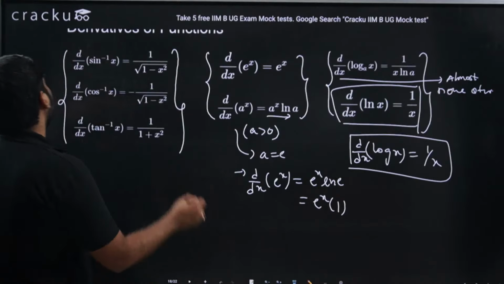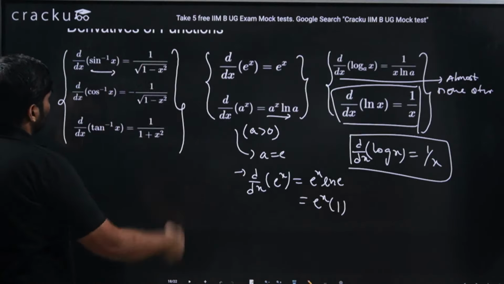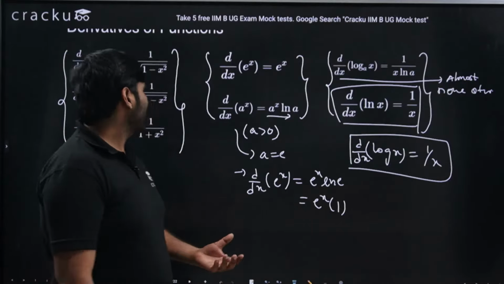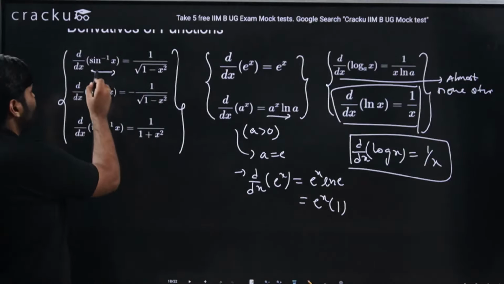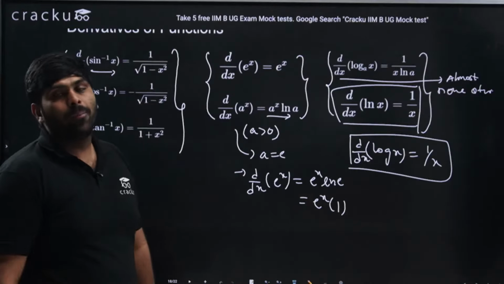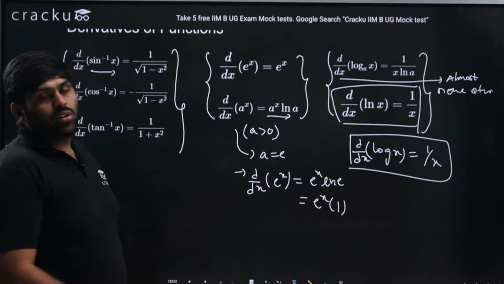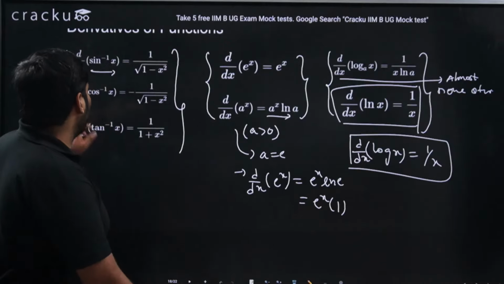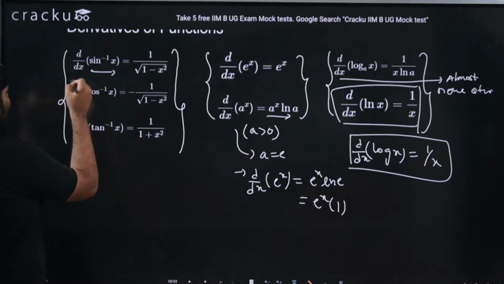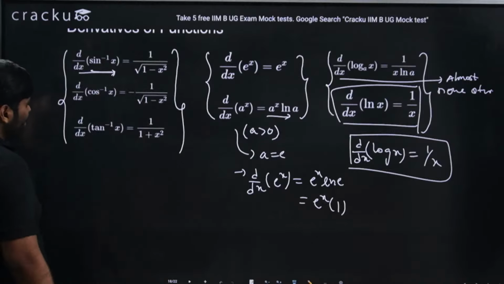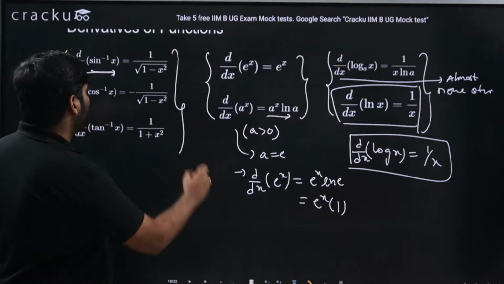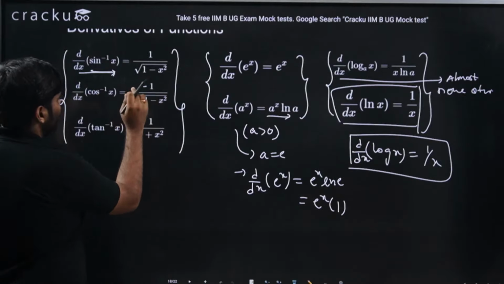I can prove why d by dx of sin inverse x is 1 by root over 1 minus x square, or cos inverse x is minus 1 by root over 1 minus x square. Basically, you will just take this sin inverse x as some theta. Let's do one thing. Out of these 3, I will solve for sin inverse x. Then you go home and solve for cos inverse x and tan inverse x and prove that this is minus 1.